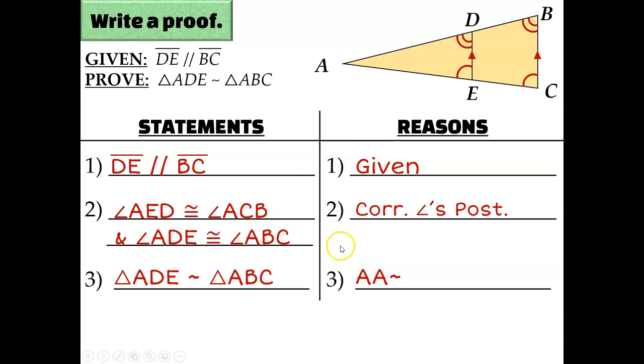This is not the only way to prove that these two triangles are similar. You might have noticed that angle A is one of the angles in triangle ADE and in triangle ABC. They share angle A. So instead of using the corresponding angles postulate twice, you could have instead used the reflexive property to say that angle A is congruent to angle A. Your final reason would have stayed the same, the angle-angle similarity theorem.